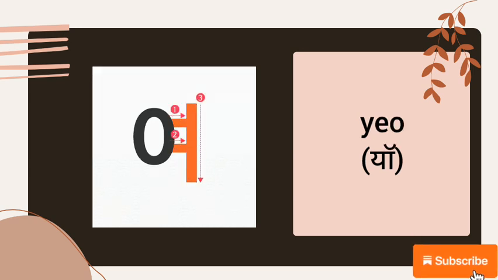Yo, yo. Yo makes the YEO sound. Imagine that you pronounce E and O in a row very quickly. However, the two vowels should not be pronounced separately. Shall we practice together? Yo, yo.